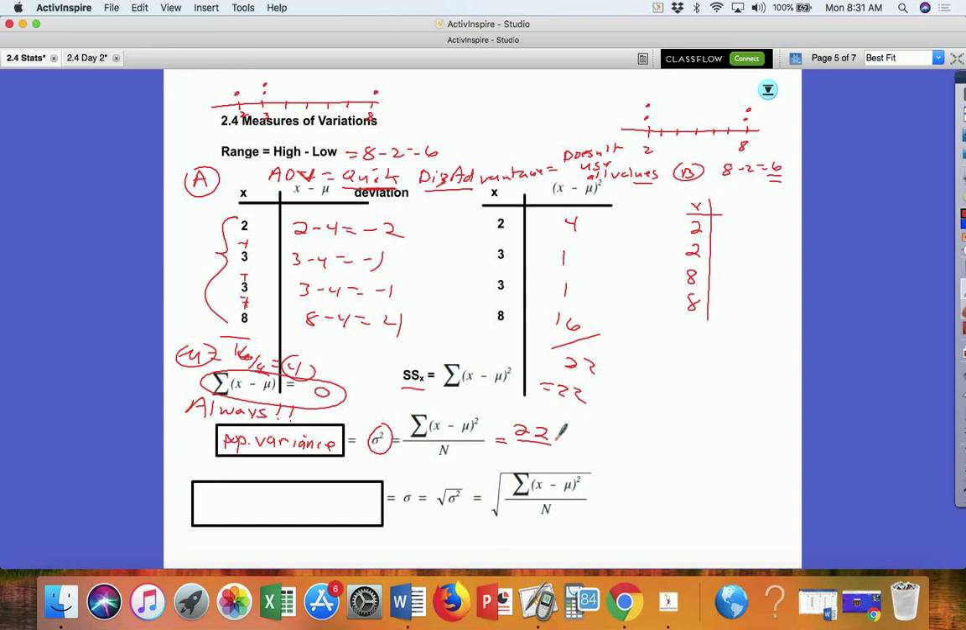4, right? Because capital N is the size of your sample, or the size of your population. The size of your population is 1, 2, 3, 4, right? Okay. So divide that by 4, you get 5.5. So the variance of this set is 5.5.